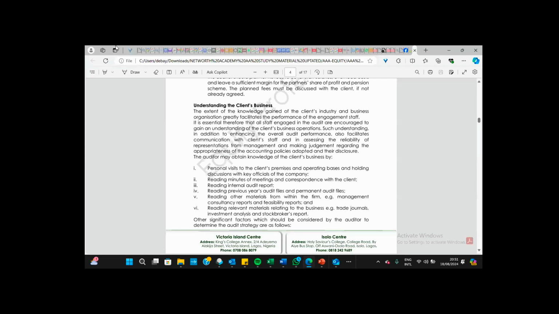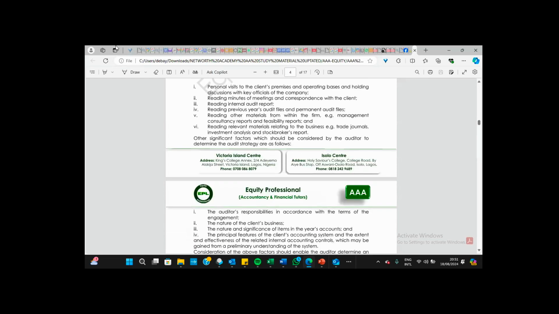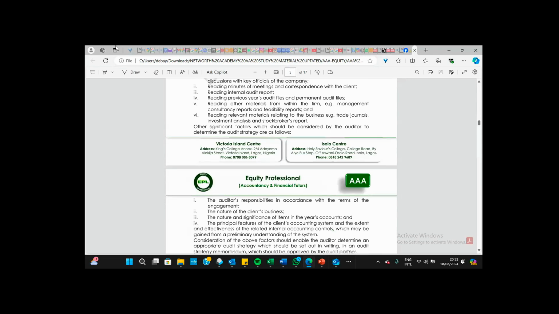Then also there will be need for the auditor to make himself available by asking questions from the staff, from the client. When you interview them, you ask questions. By answering questions, you'll be able to also add to your knowledge about how the client business operates.